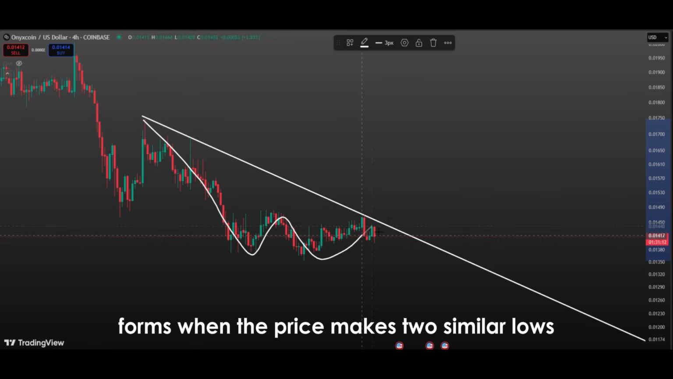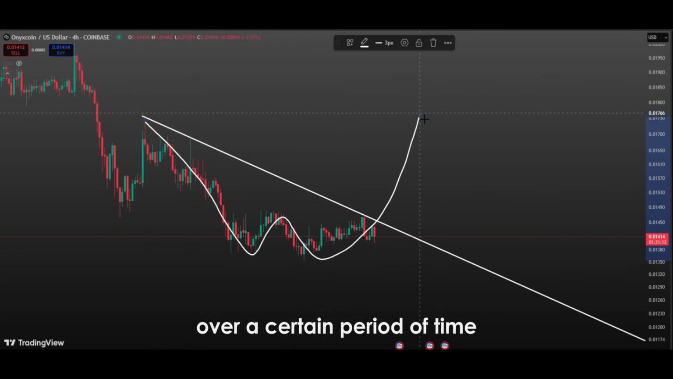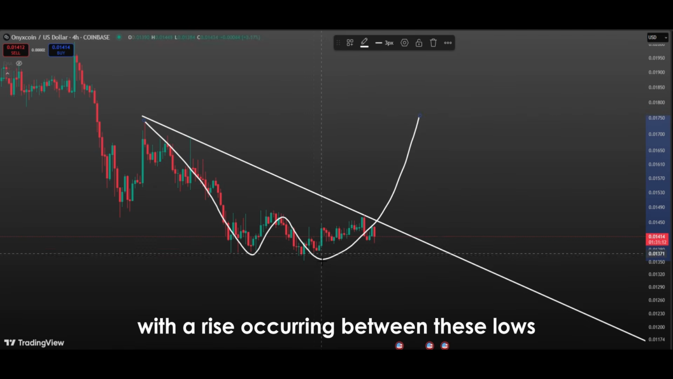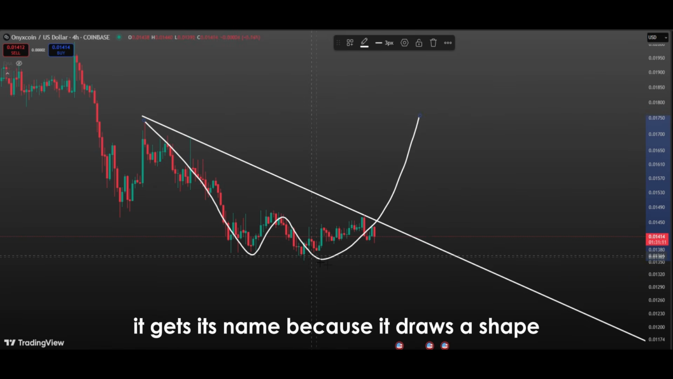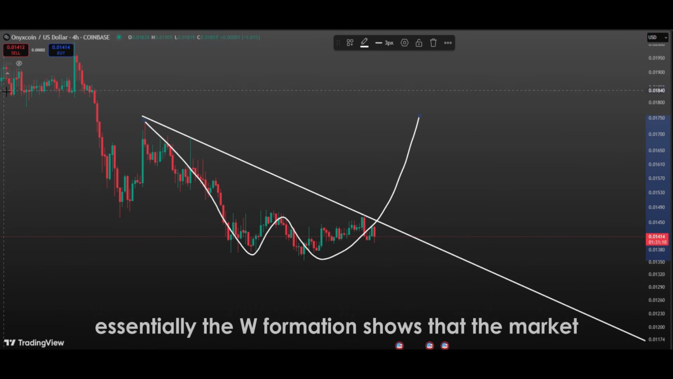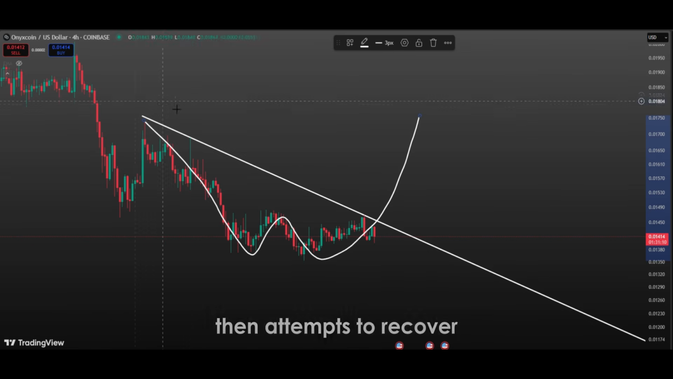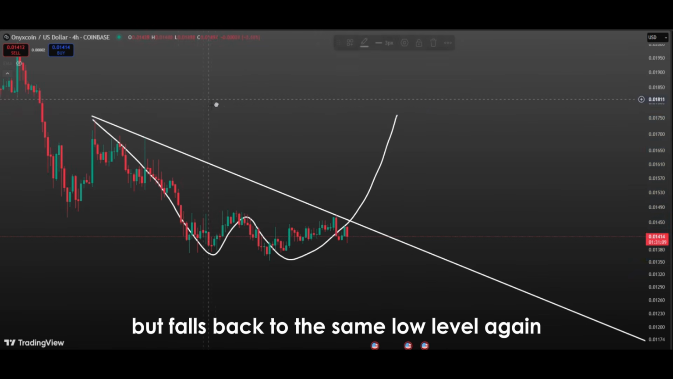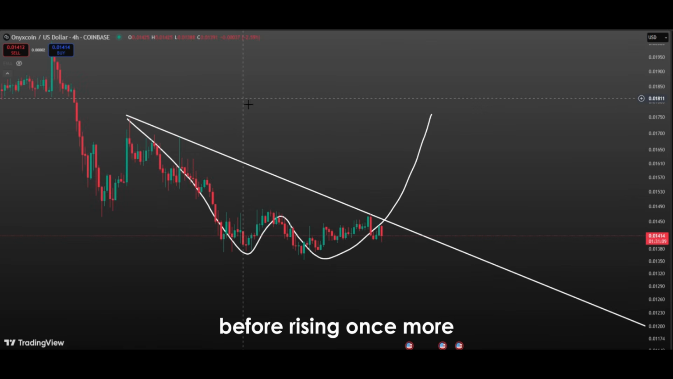This pattern forms when the price makes two similar lows over a certain period of time, with a rise occurring between these lows. It gets its name because it draws a shape similar to the letter W on the chart. Essentially, the W formation shows that the market first experiences a decline, then attempts to recover, but falls back to the same low level again before rising once more.